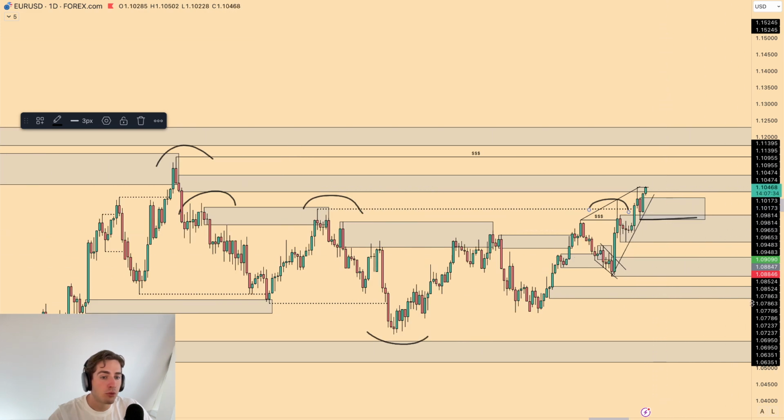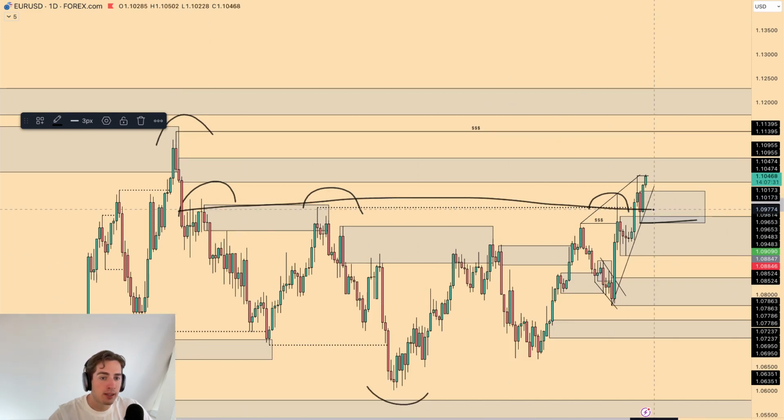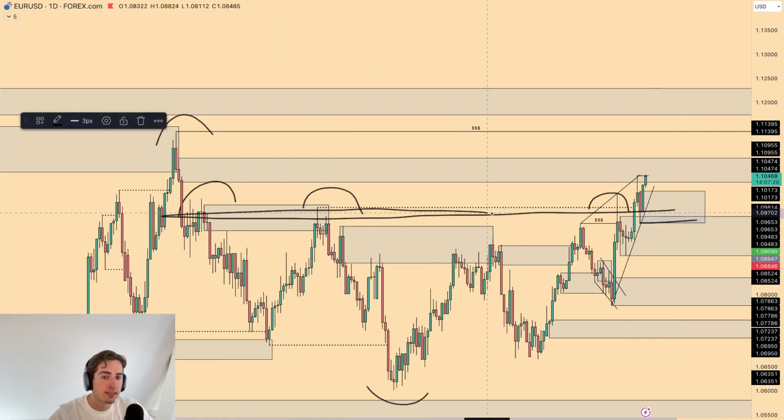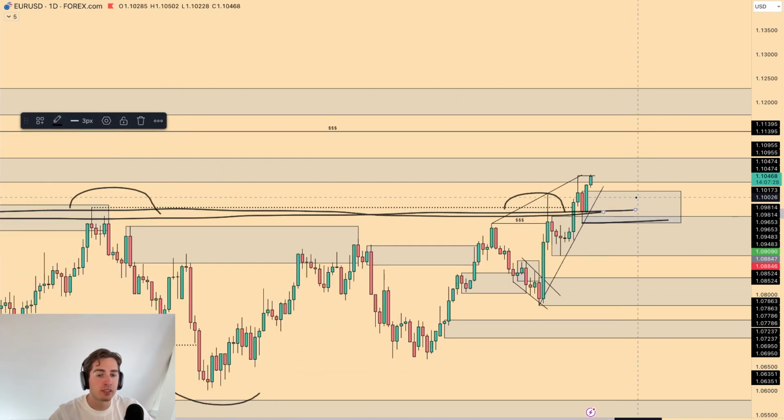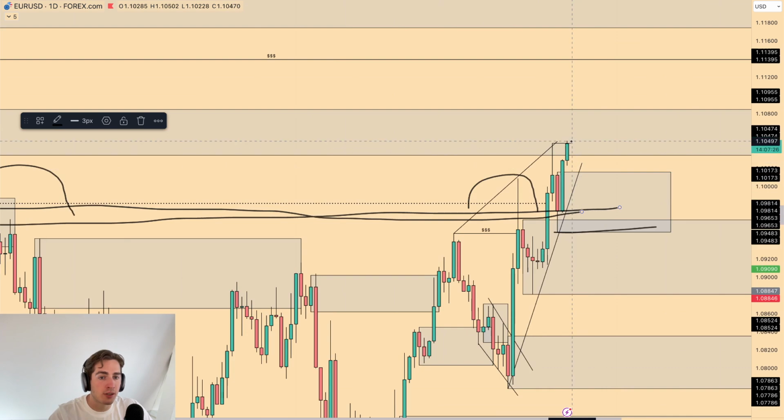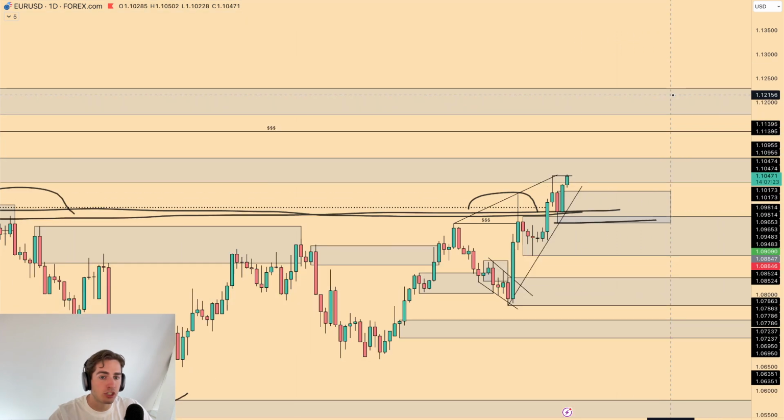For now, the bullish momentum is with us. We've kind of broken out of this area of resistance. Obviously, we don't trade upon resistance, but you can still take it into consideration. So as long as this area of demand holds, we should continue up higher.